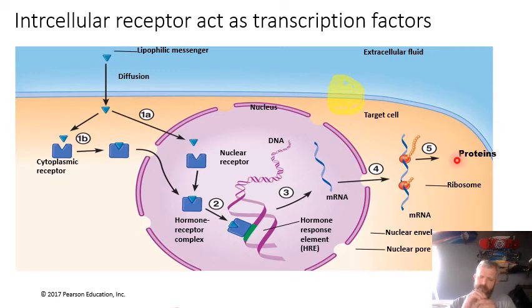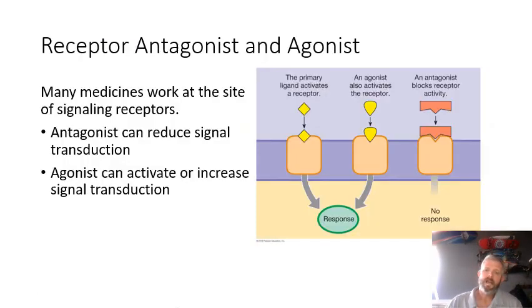So you can see this as a slower effect than what you see at the plasma membrane, but it makes proteins, so these intracellular receptors will usually have a longer term effect on the cell. Okay, so that's intracellular. For our lab today, we have to discuss one other aspect.